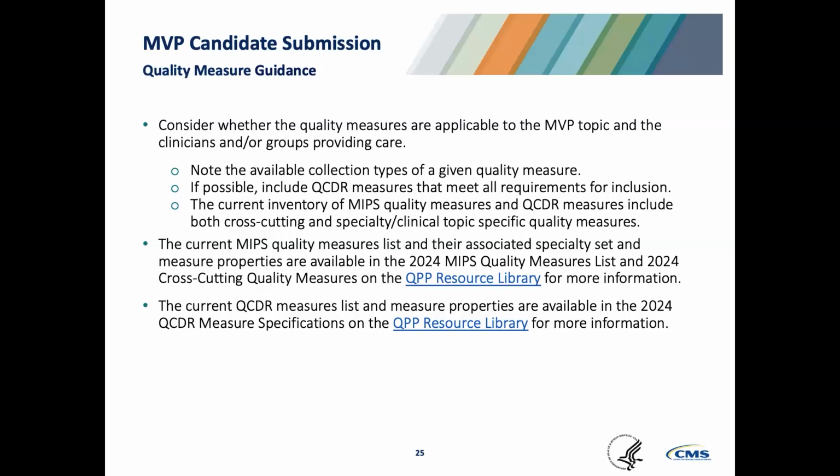Of note, the current inventory of MIPS quality measures and QCDR measures include both cross-cutting and specialty clinical topic-specific quality measures. The current MIPS quality measures list and their associated specialty set and measure properties are available in the 2024 MIPS quality measures list and 2024 cross-cutting quality measures on the QPP resource library. The current QCDR measures list and measure properties are available in the 2024 QCDR measure specification, again on the QPP resource library. Next slide, please.